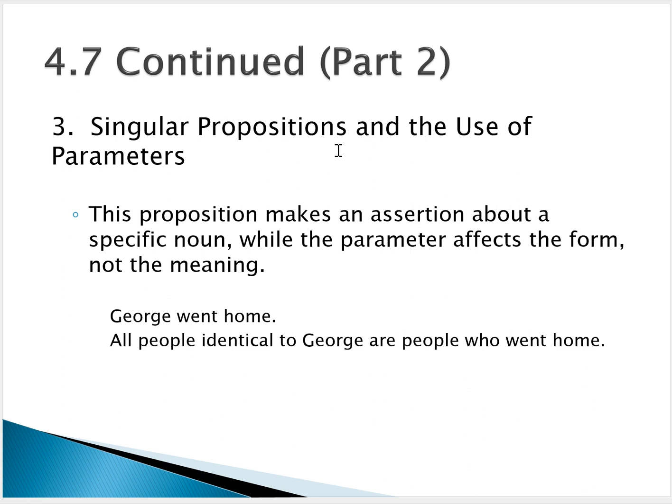Okay, so if you have a single proposition and then use of parameters. This proposition makes an assertion about a specific noun. Like, George went home. All people identical to George are people who went home. So notice we had to embellish it just a little bit because we can't just talk about George himself. We have to talk about people who are just like George and people who went home, because some people stayed home and didn't go home, and they stayed wherever they were.